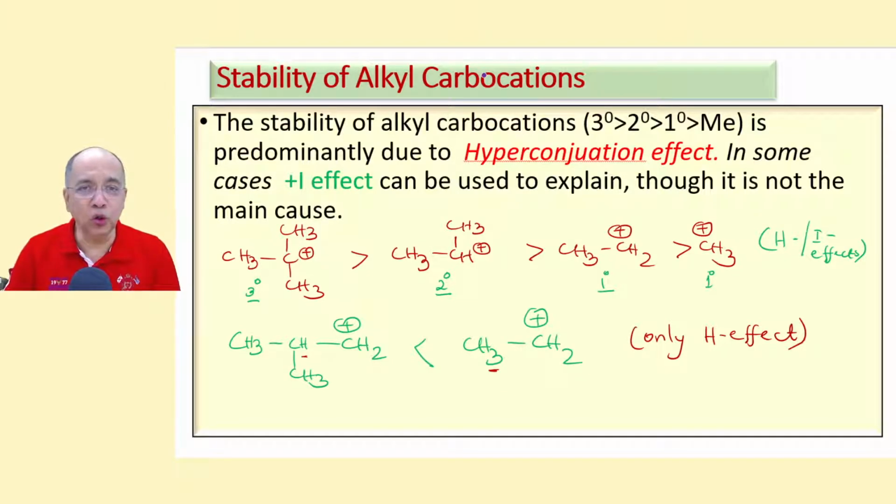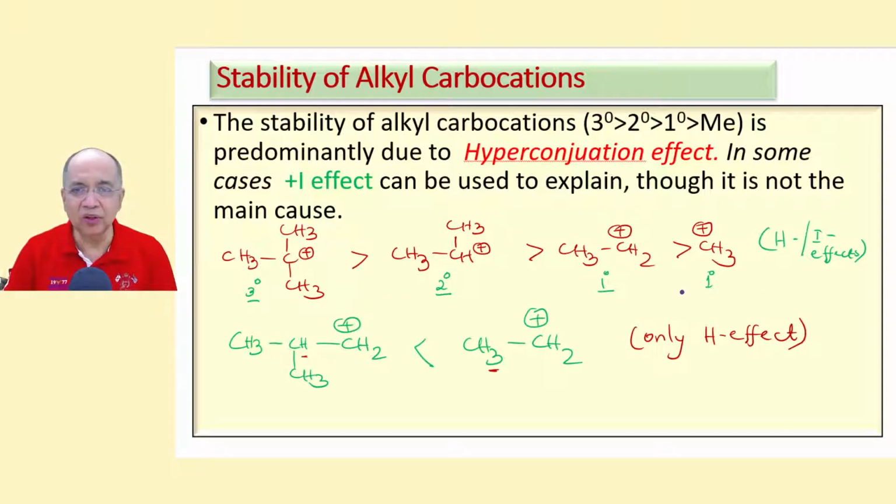Now you already know that alkyl carbocations, 3 degree, 2 degree, 1 degree, methyl, all these carbocation stabilities are explained best or predominantly by hyperconjugation effect. Although in some cases plus I effect can be used to explain, the actual cause, the main cause of this stability is not plus I effect, it is hyperconjugation effect.